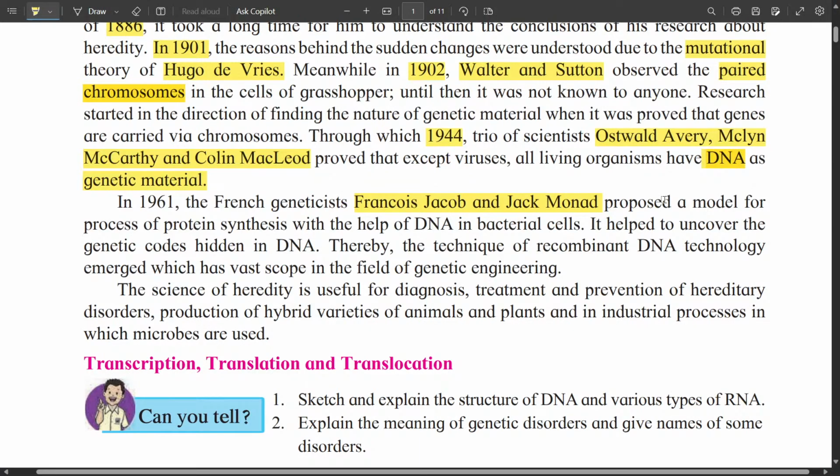So the science of heredity is used in the diagnosis, treatment and prevention of hereditary disorders and diseases in animals and plants. Hybrid varieties of animals and plants could be made. Various industrial processes were developed in genetic engineering.